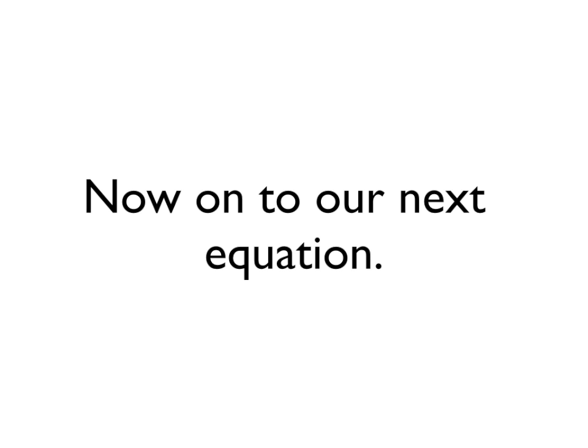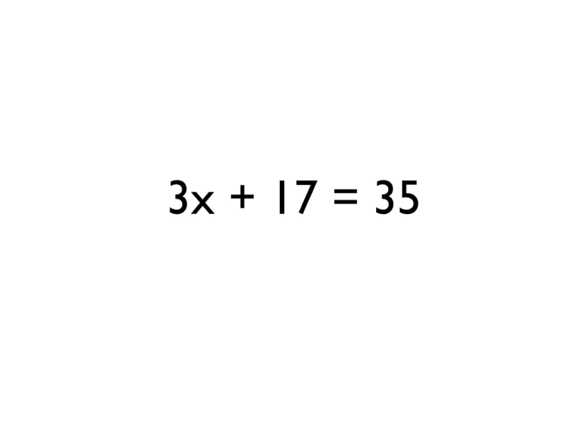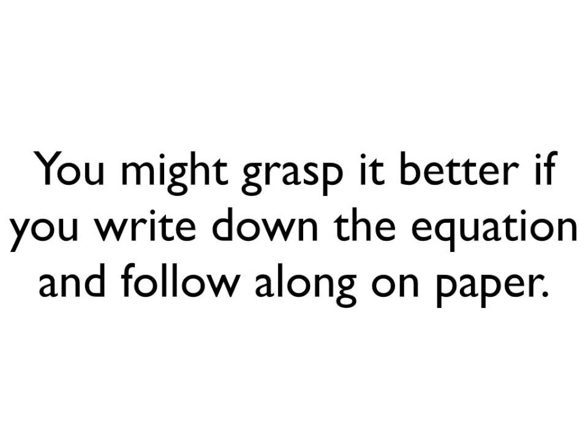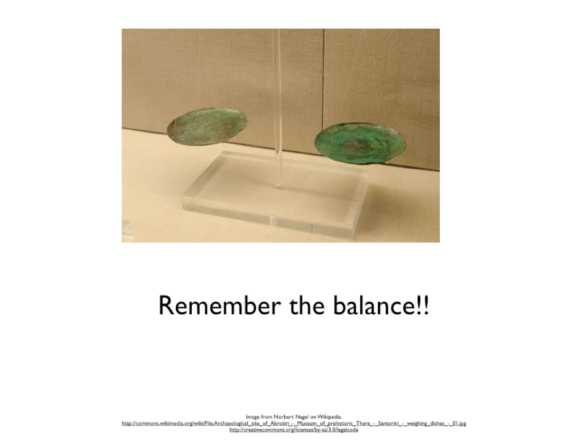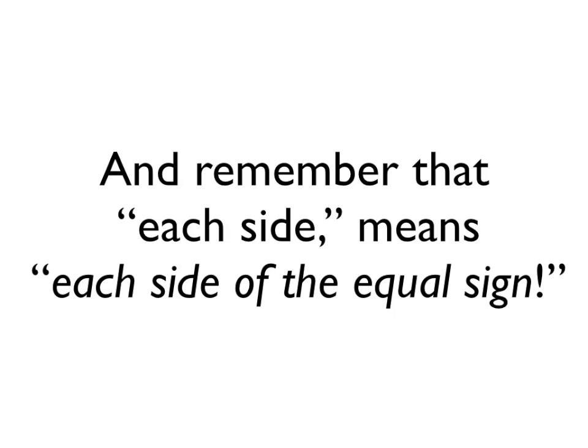Okay, on to our next equation. Number 2. We triple a number, add 17, and get 35. 3x plus 17 equals 35. Again, you might want to write this down on paper and follow along. You can stop the video, copy this down, follow along. We'll explain it. Now remember the balance. An equation is like a balance. And remember, each side means each side of the equal sign.